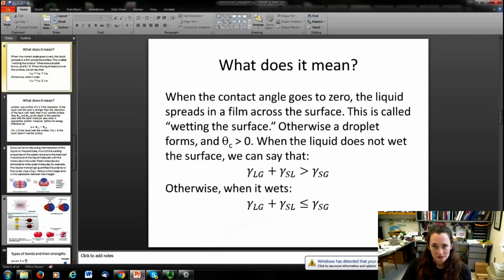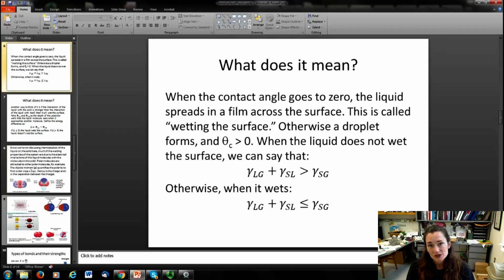Now, what does this mean? Well, if the contact angle were to go to 0, boom, then you would have what's called wetting of the surface. The liquid would spread in a film all across the surface, okay? In that case, you have complete and total wetting. This is relatively rare, but usually what happens is you get a little drop, and the contact angle might not be very large, but it's still there, okay?